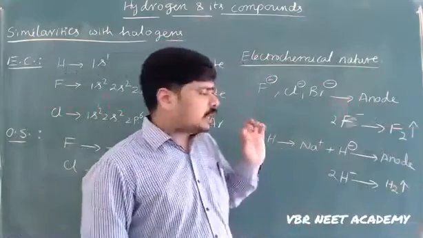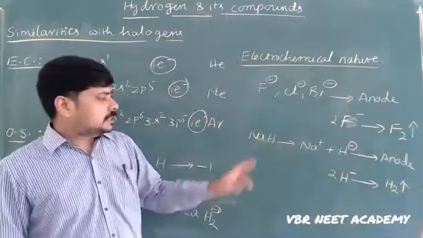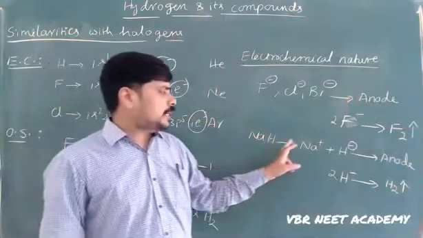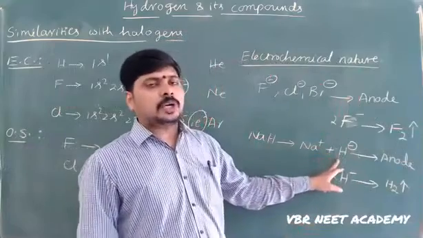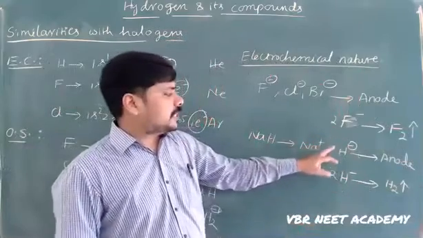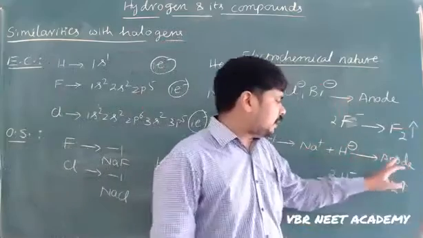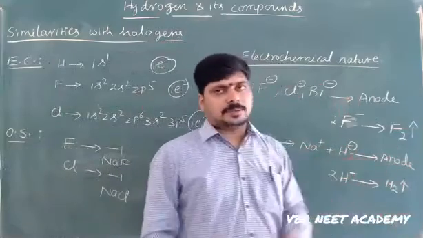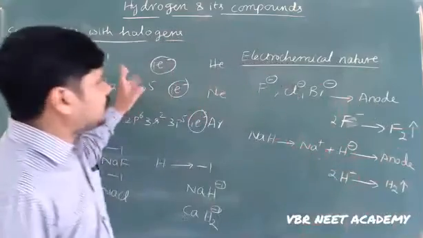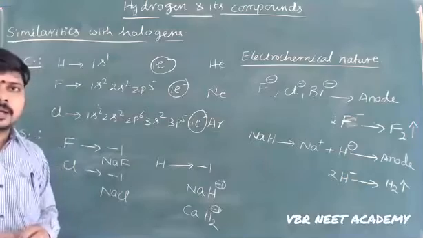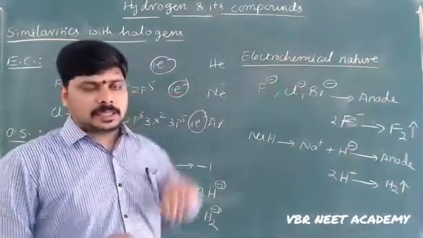In the same way, when I take salt hydrides or ionic hydrides, these ionic hydrides dissociate as Na plus and H minus. Now the H minus is negatively charged. That's why this negatively charged H minus goes toward the anode, and then it is liberated as H2 gas. So this is the similarity which is shown like that of the halogens. Like the halogens, hydrogen shows similarity in its electrochemical nature.